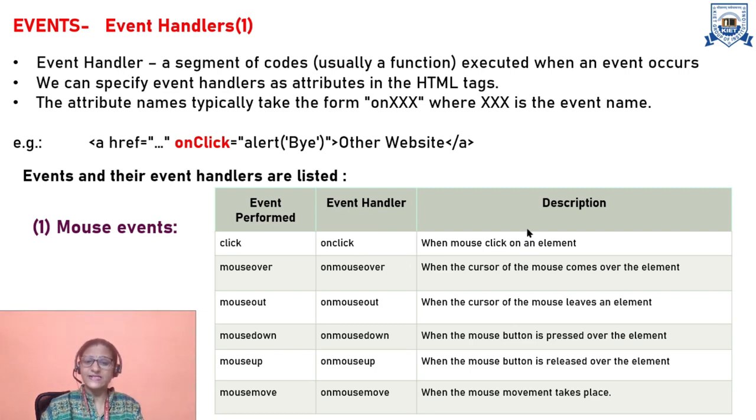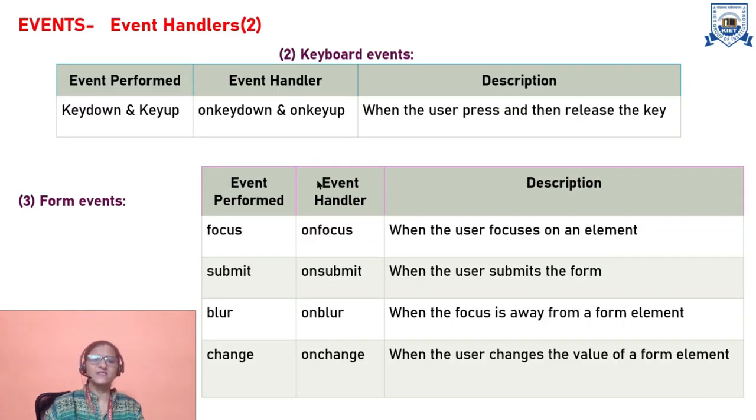Onclick is when the mouse clicks on an element. Onmouseover is when the mouse cursor comes over the element. Onmouseout means when the cursor of the mouse leaves that element. Onmousedown means when the mouse button is pressed. Onmouseup is when the mouse button is released over the element. Onmousemove is when mouse movement takes place. These are the events associated with the mouse. The next one is keyboard events.